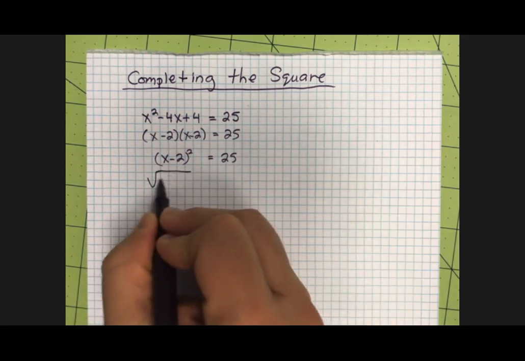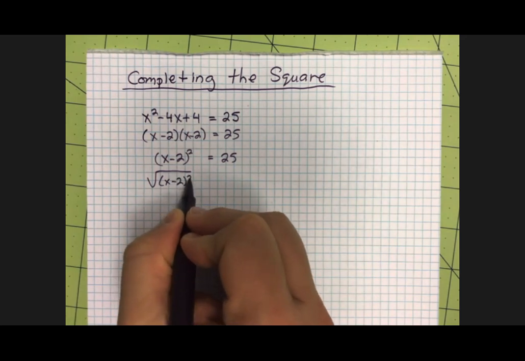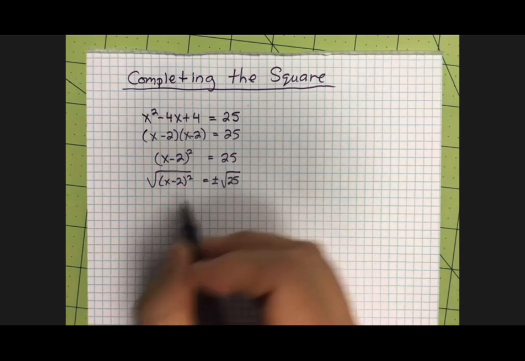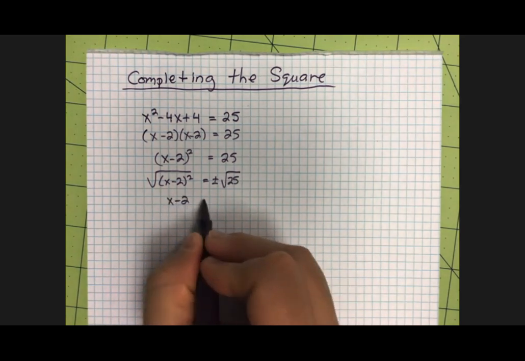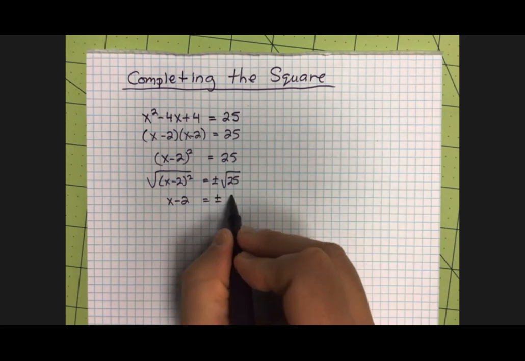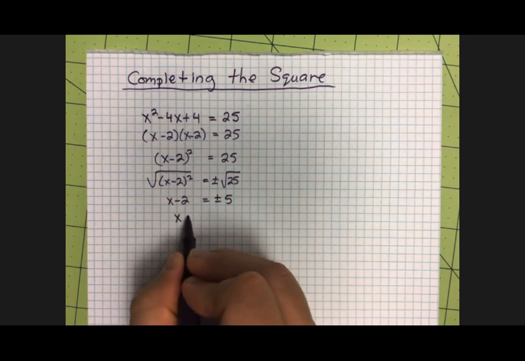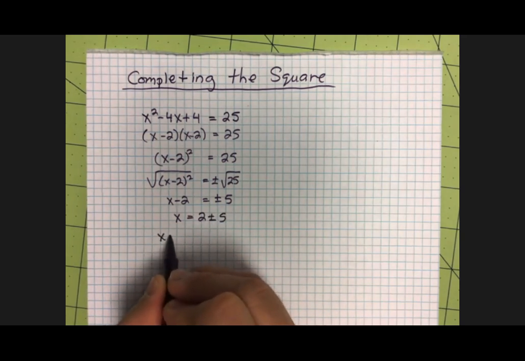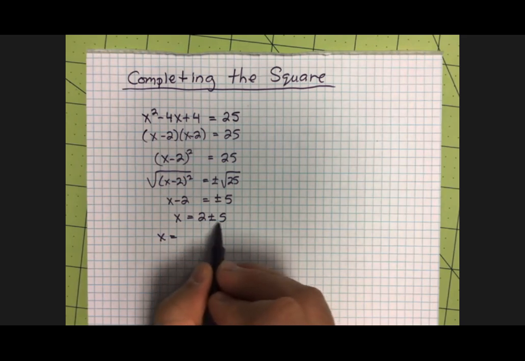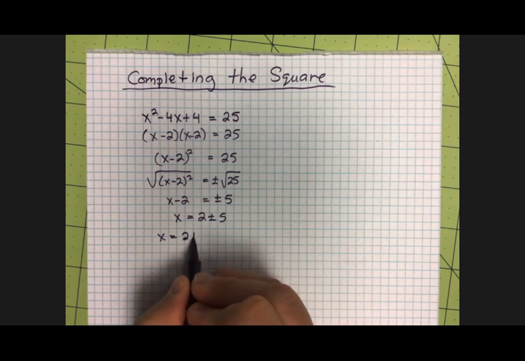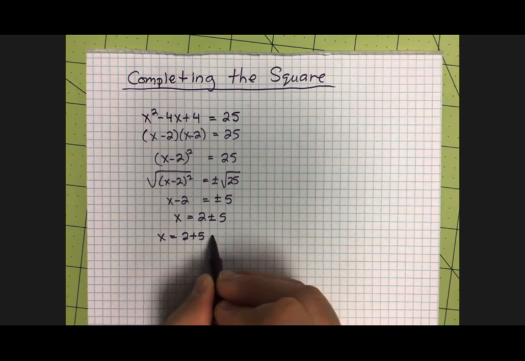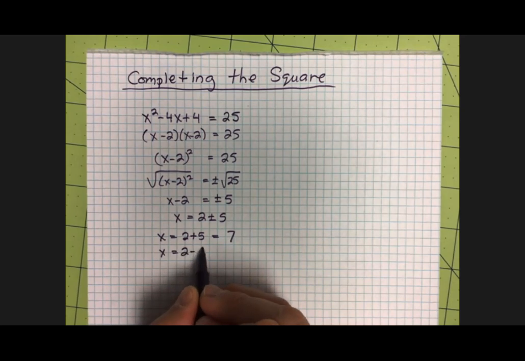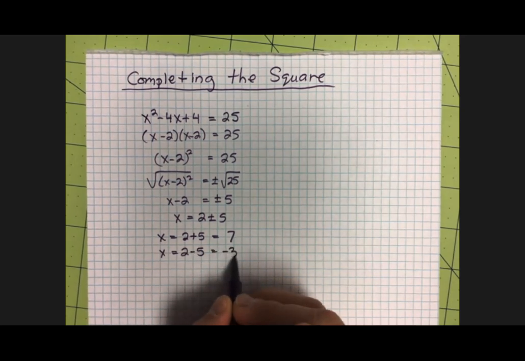And now you could take the square root of both sides. Plus minus, don't forget the plus minus, root 25, and say x minus 2 is plus or minus 5. So x is 2 plus or minus 5. Now there's no simplifying, there's no approximating them, but I can simplify this, right? I do know what 2 plus 5 is, 7. I do know what 2 minus 5 is, negative 3.